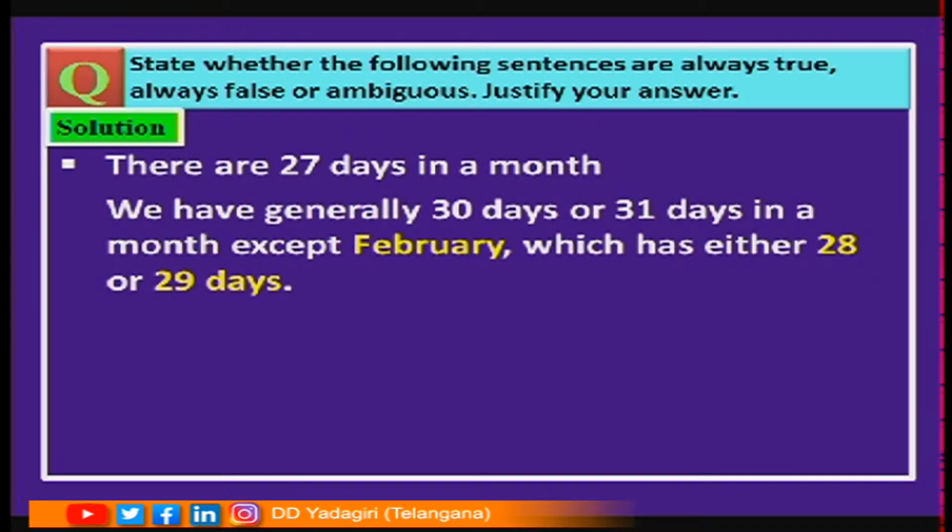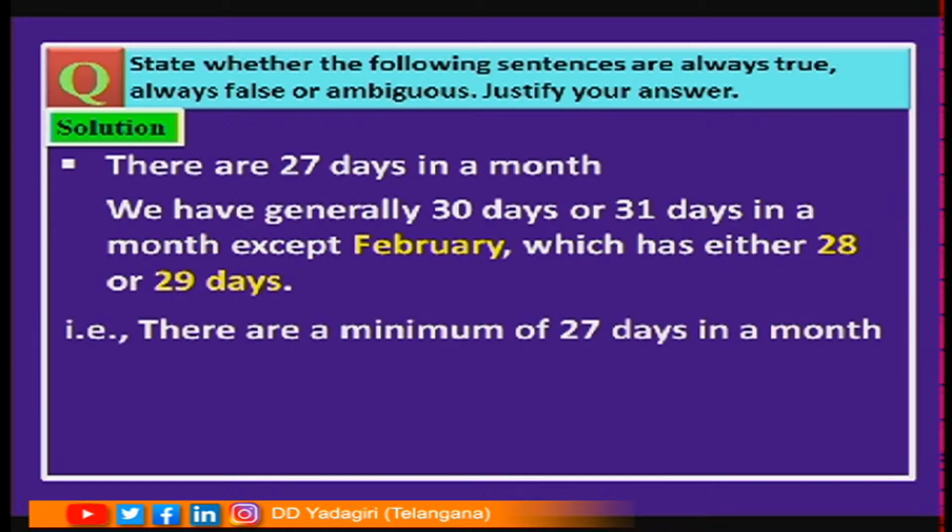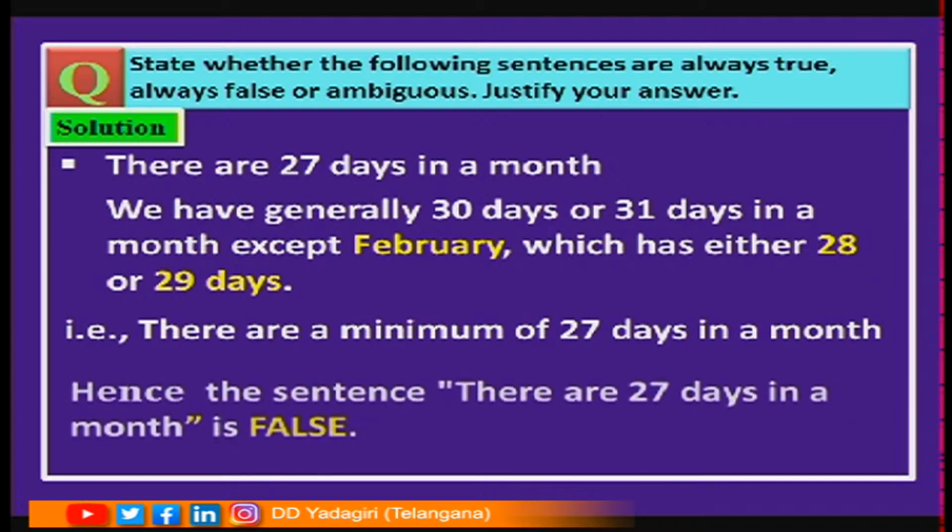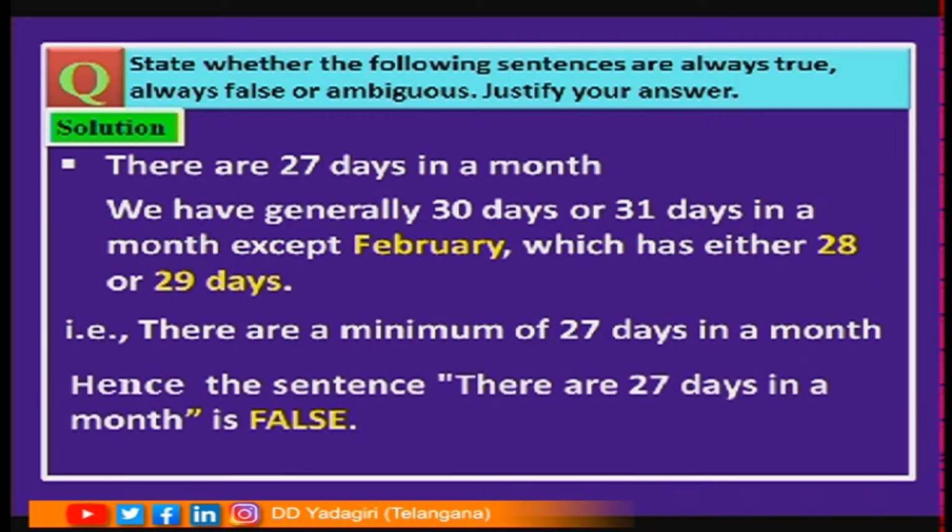So, children, we generally have either 30 days or 31 days in a month, but if you notice February, we have only 28 days or 29 days depending on the leap year, isn't it, children? That means each and every month will have a minimum of 27 days, not just 27 days, isn't it? What do you say about this sentence, children? Yes, again the given sentence that there are 27 days in a month is also false.